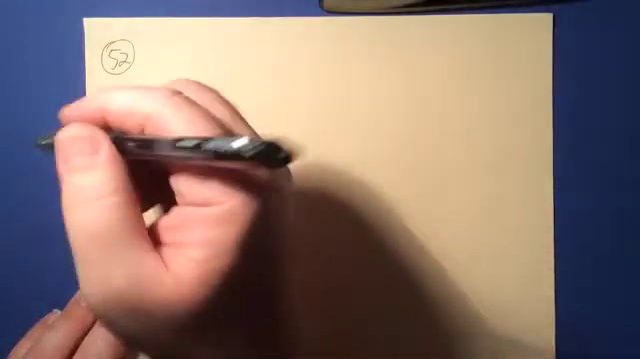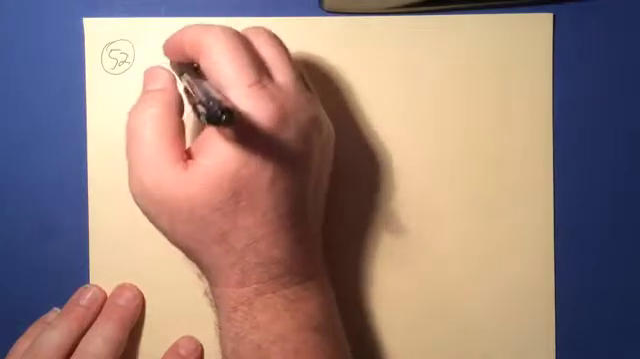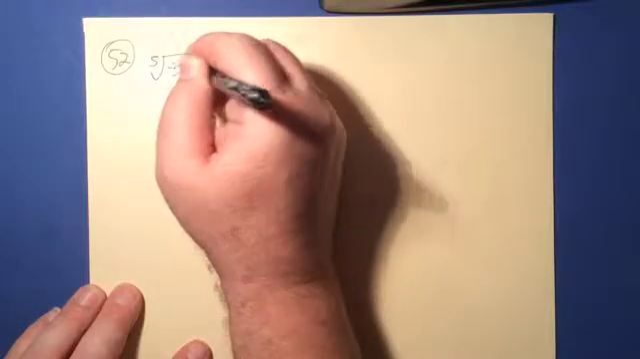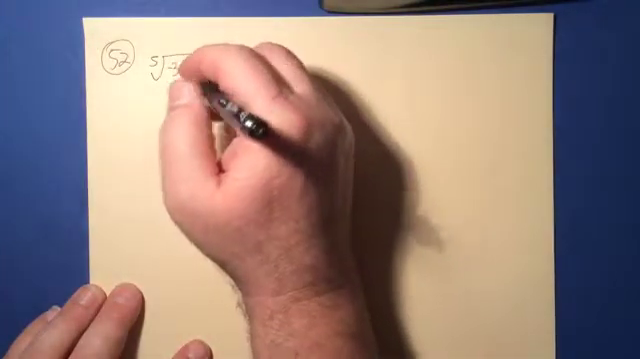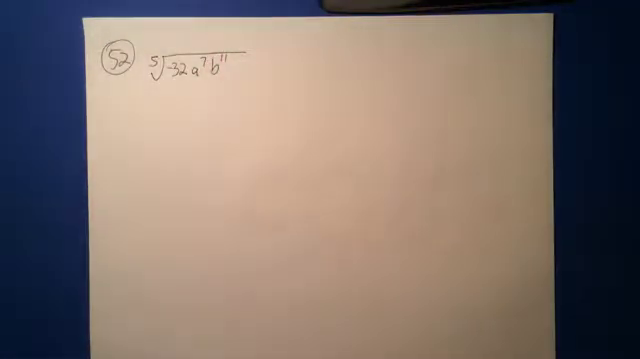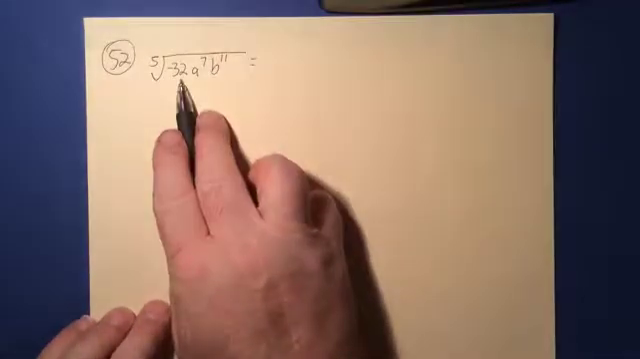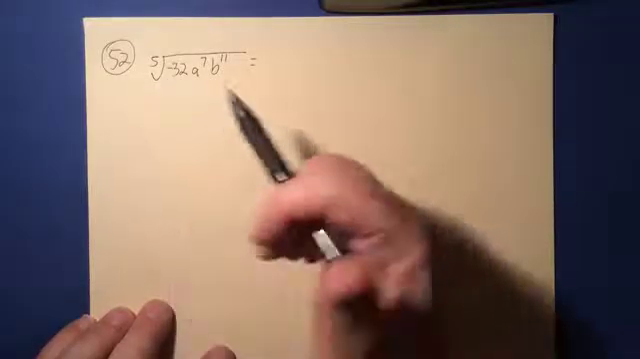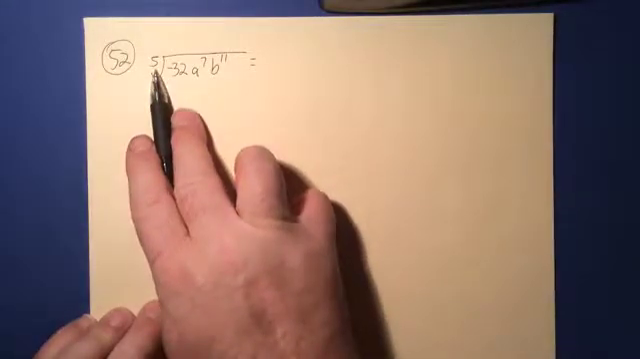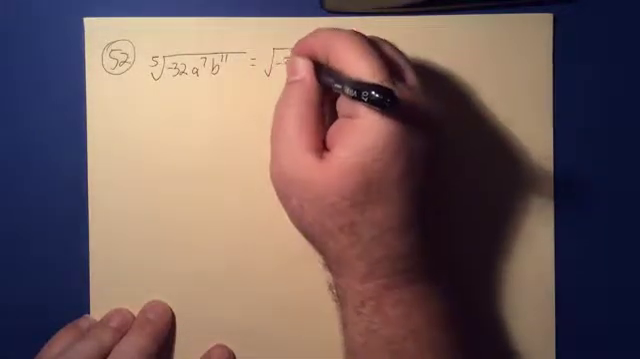In 52, we have a fifth root in this problem. So this is going to be the fifth root of negative 32, a to the 7th, b to the 11th. So we have numbers and we have variables we're kind of playing this game with. Fortunately, in this particular case, negative 32 is a perfect fifth root. 2 times 2 is 4, times 2 is 8, times 2 is 16, times 2 is 32. And because it's an odd root, we don't have to worry about the negative. So I can write this as negative 32.